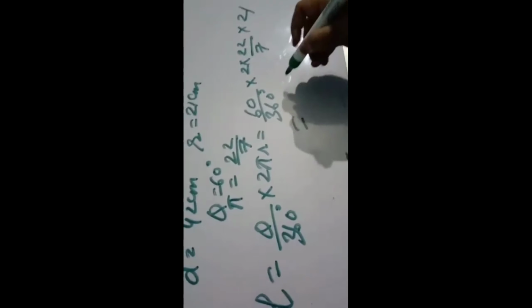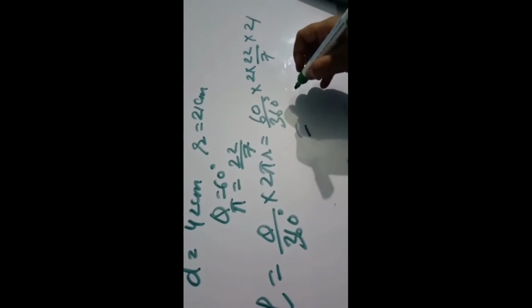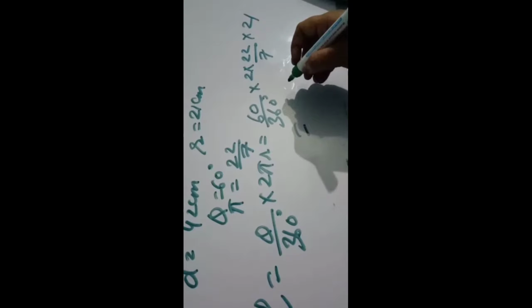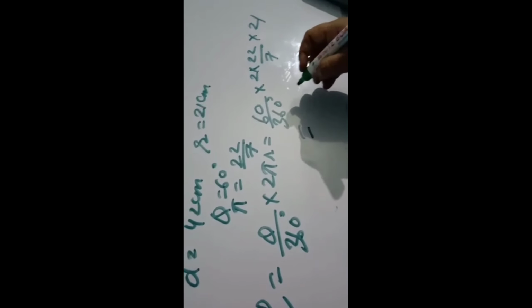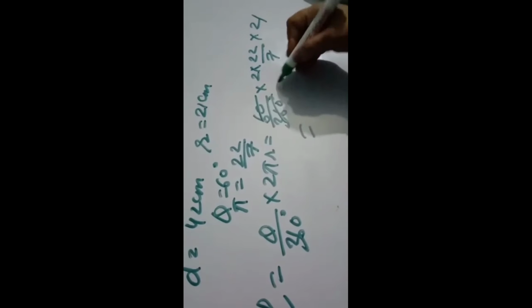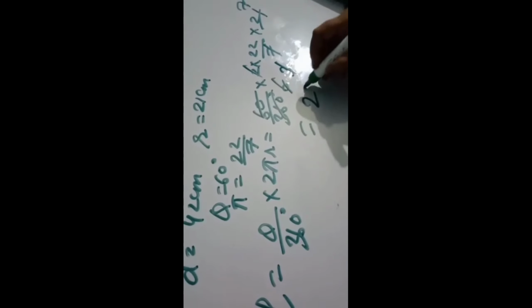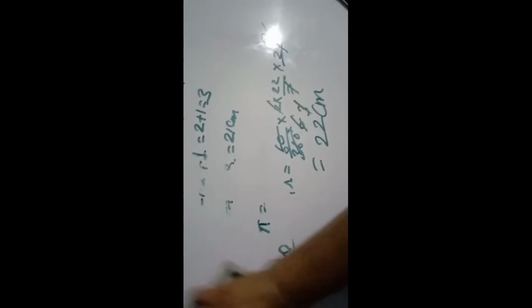When you solve it, you will get the length of arc: 6 here, 2 3s are 6, 3 7s are 21, 7 ones are 7. So the length of arc you will get is 22 centimeters. So like this you have to do question number 14. Now see question number 15.